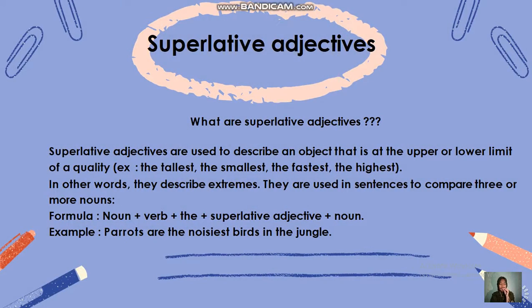Superlative adjectives. What are superlative adjectives? Superlative adjectives are used to describe an object that is at the upper or lower limit of quality. Example: the tallest, the smallest, the fastest, the highest. In other words, they describe extremes. They are used in sentences to compare three or more nouns. Formula: noun plus verb plus the plus superlative adjective plus noun. Example: bears are the noisiest animals in the jungle.